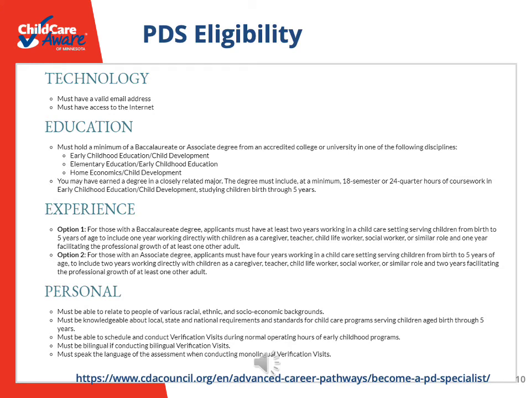This slide features information on the eligibility requirements to become a PD specialist. There are 4 eligibility categories, including technology, education, experience, and personal. Please refer to the Council website for information on eligibility, conflicts of interest, and how to apply. If you or someone you know meets the eligibility requirements, please encourage them to apply with the Council.